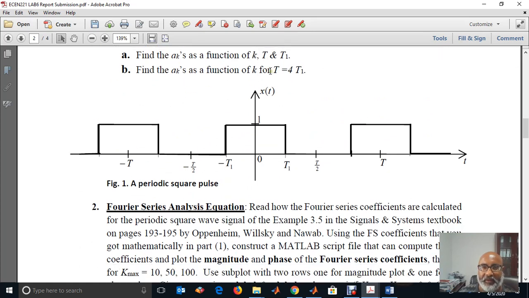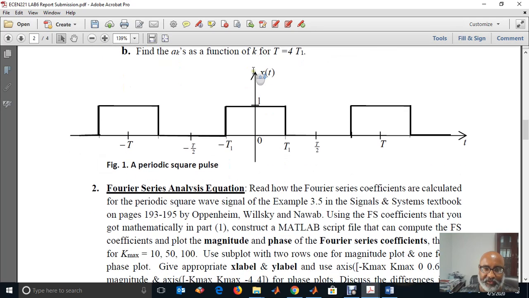And for part B, you will substitute capital T equal to 4 times T1. After that, you will get purely k-dependent a_k. So the a_k will be a function of k. This will be the theoretical part.